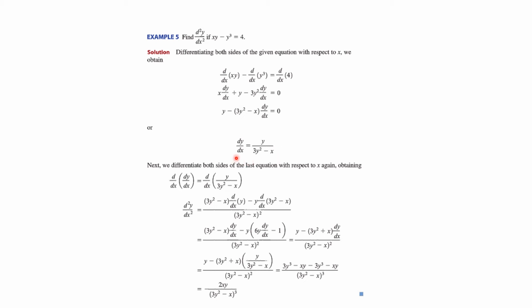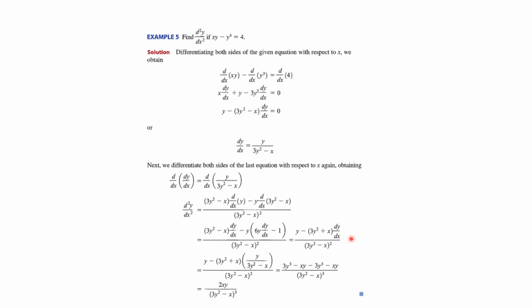Now I am going to take the derivative of this again, now that I've solved for that, and that is going to be the second derivative. So here I take the derivative of this, that's giving me the second derivative. Here I'm going to do the denominator times the derivative of the numerator minus numerator times the derivative of the denominator, all divided by the denominator whole squared. Now the derivative with respect to x of y is dy/dx, and the derivative of this expression with respect to x is going to be 6y times dy/dx. That is the chain rule, minus 1 all over this.